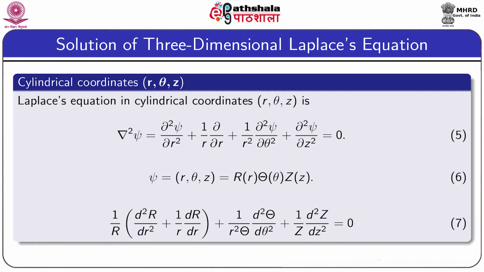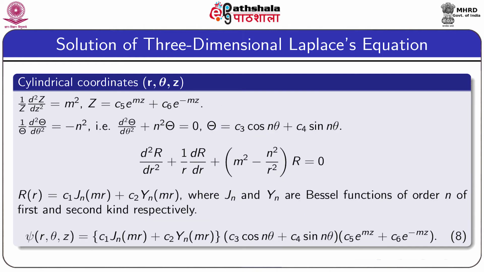So, our aim is to separate the variables. For that purpose, first we separate the variable z and we assume that the separation parameter is minus m². So, the equation for Z becomes (1/Z) d²Z/dz² equals m², and its solution can be written easily. Capital Z equals C5 e^(mz) plus C6 e^(−mz), where C5, C6 are constants.